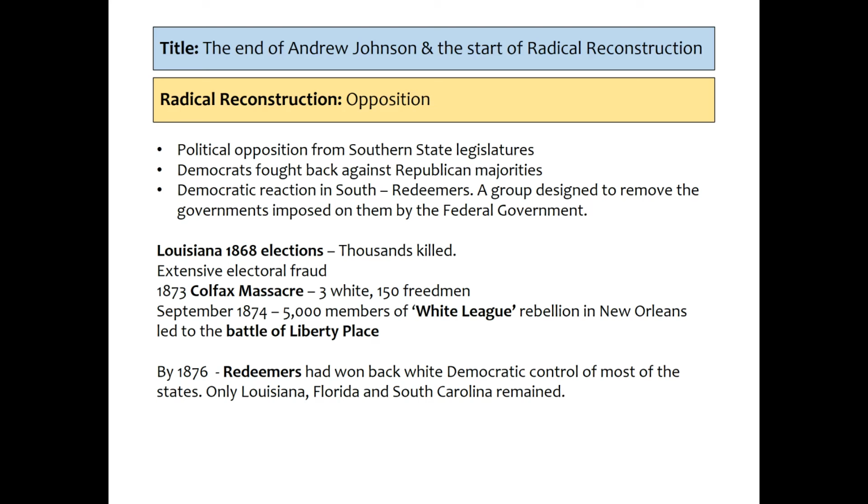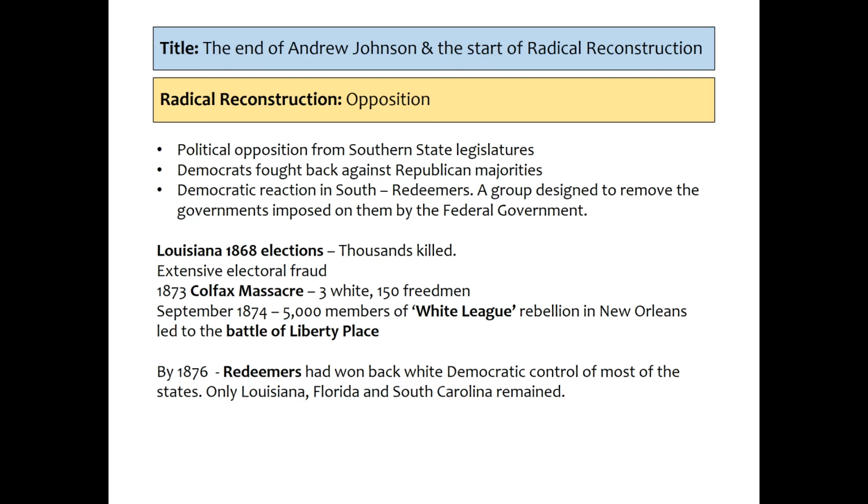We've got the Louisiana 1868 elections. Thousands are killed at these. We've got extensive accounts of electoral fraud. We've got the 1873 Colfax massacre, where 3 white voters and 150 freedmen were killed. In September 1874, we've got 5,000 members of the White League. They openly rebel in New Orleans, and it led to the Battle of Liberty Place, where they tried to take back control of the governorship from the Republicans that are held in force by the federal government, and replace it with a Democratic group.